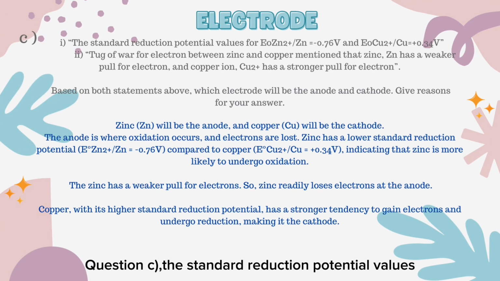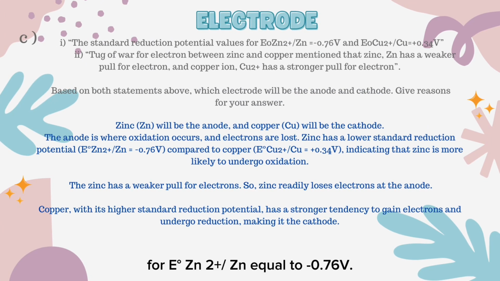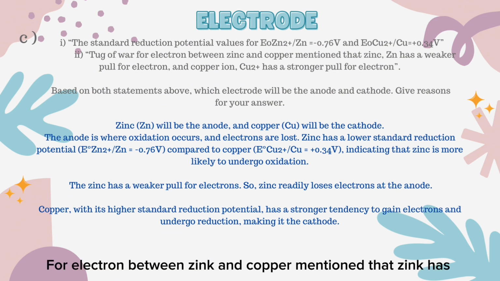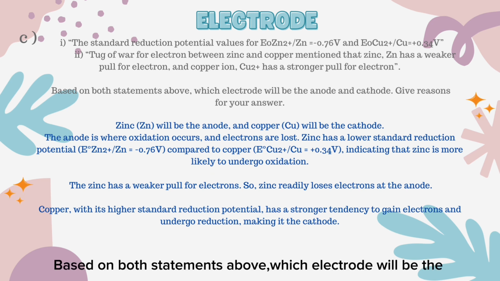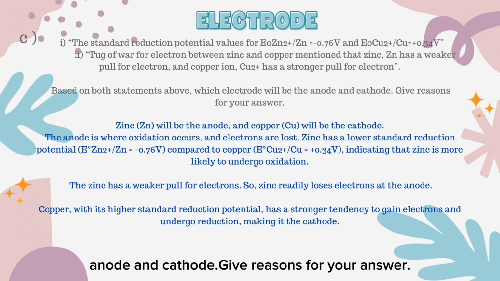The standard reduction potential values for E° Zn²⁺/Zn equal to negative 0.76 volt and E° Cu²⁺/Cu equal to positive 0.34 volt. Tug of war for electrons between zinc and copper mentioned that zinc has a weaker pull for electrons and copper ion, Cu²⁺, has a stronger pull for electrons. Based on both statements above, which electrode will be the anode and cathode? Give reasons for your answer.